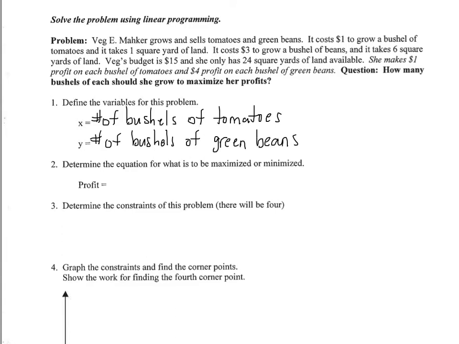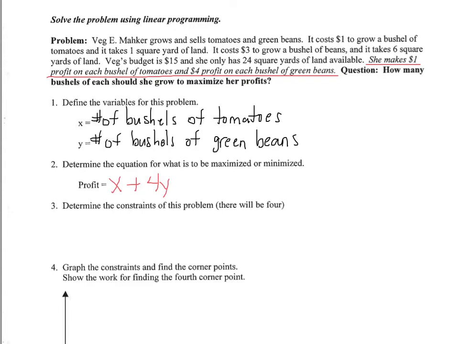The next thing I need to do is determine the equation for what needs to be maximized or minimized. The statement in bold says how many bushels of each type should she grow to maximize her profit. Obviously, we want to maximize profit. And I have to look through the word problem and find key words like profit. So she makes $1 profit on each bushel of tomatoes and $4 profit on each bushel of green beans. That's going to be my profit equation. 1x plus 4y.